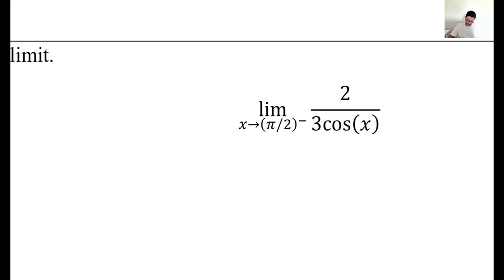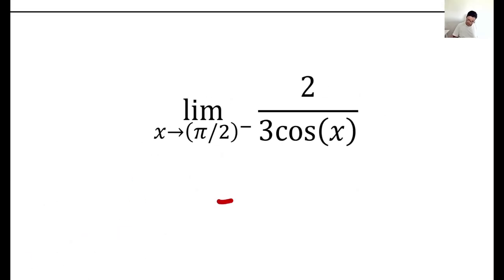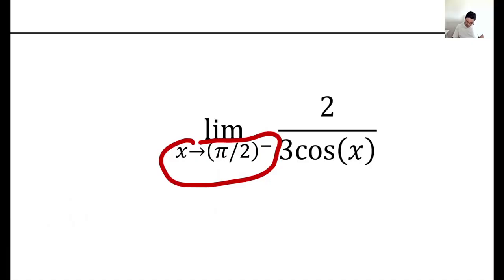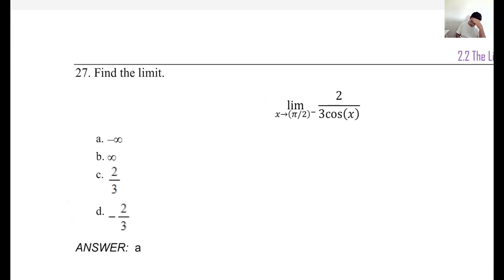And what about this? Negative, no, not negative. X approaches pi over 2 from the left. Okay, x approaches pi over 2 from the left. And no, I guess there's a typo here. X approaches pi over 2, then the answer would have been plus infinity. Okay, so I placed the minus and I guess in the wrong position. The answer here should be B, not A.